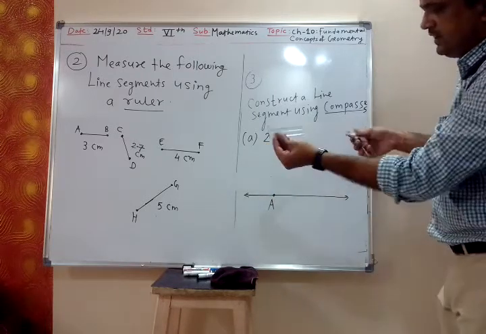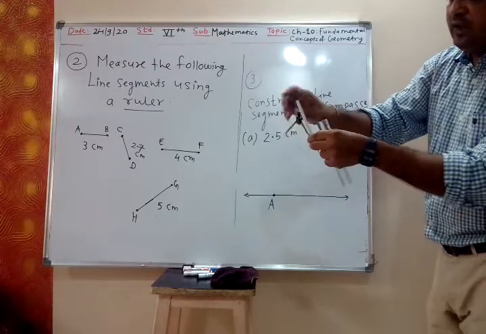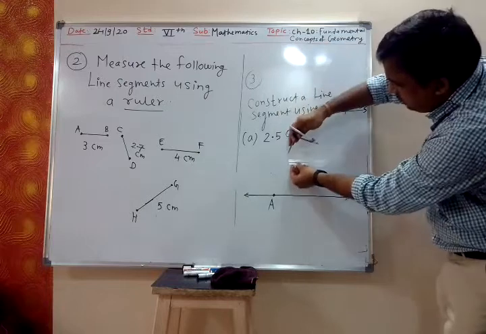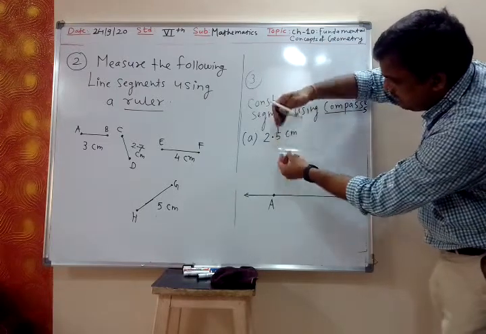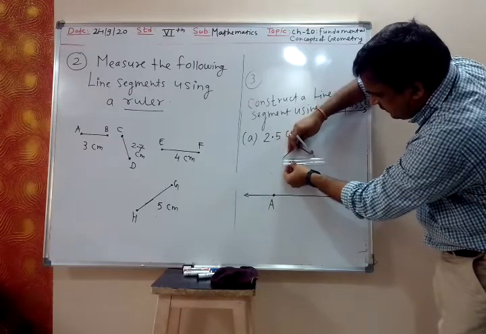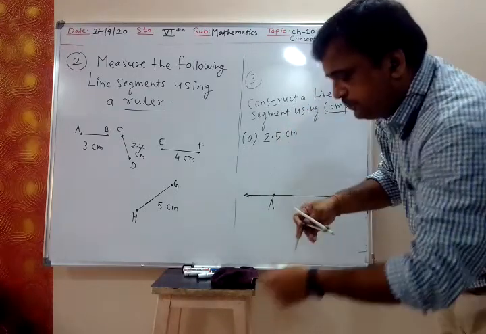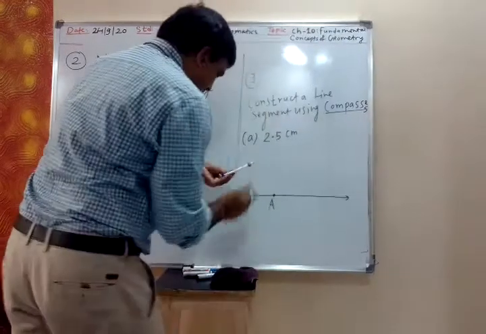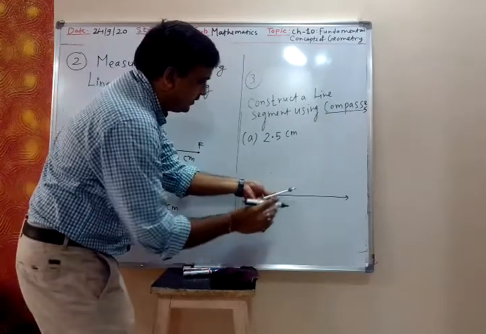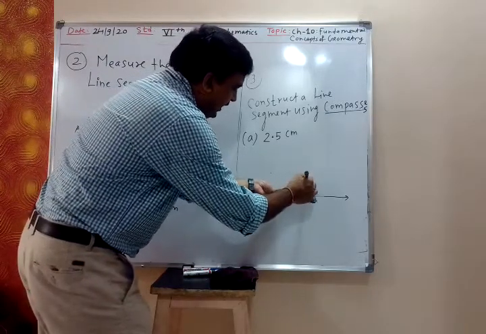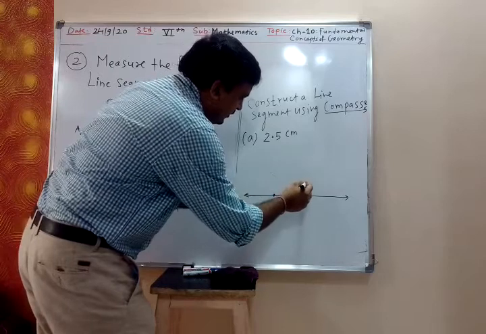So I will keep the scale and rounder with pencil, and I will keep the tip of that rounder, pointed tip, at 0 and take 2.5 centimeter. Then this pointed tip I will keep at A and draw one arc.